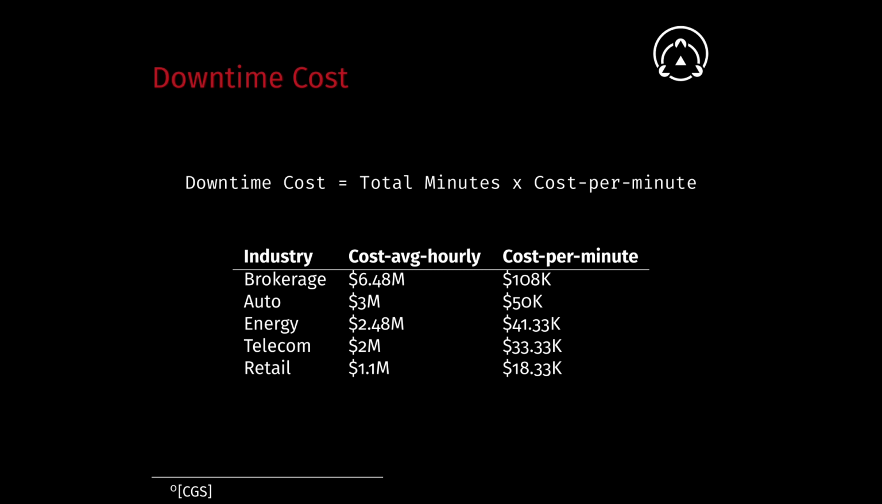Downtime also costs a fair amount depending on which industry you're in. The breakdown here is of the top 5 industries and the average hourly cost for those industries, with brokerages being at the top, costing almost $6.5 million per hour for downtime.